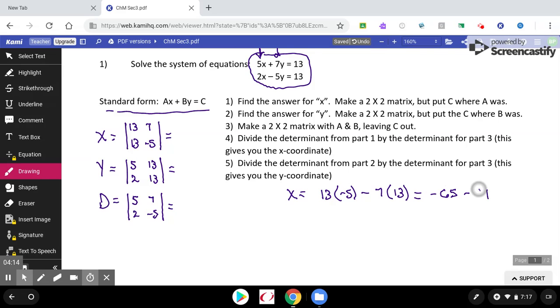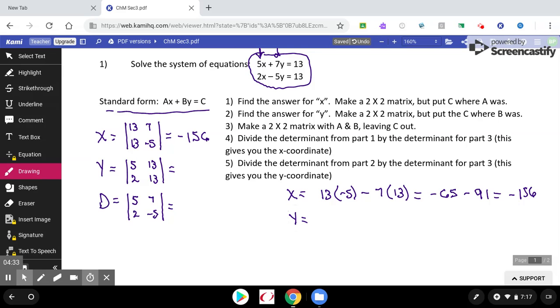Multiply the second two together, you get 91. Combine those, and I get negative 156. Now, that's not the actual x answer, but we will use it momentarily to get the x answer. So bear with me, and we will do the determinant for y.